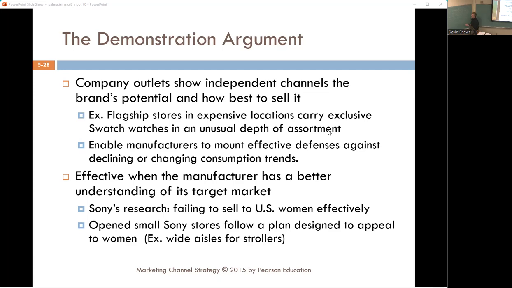Reciprocal piggybacking is when you use each other's distribution channel. Reciprocal piggyback. Two corporations use each other's channel. And enormously successful. Bandai took off in the United States.